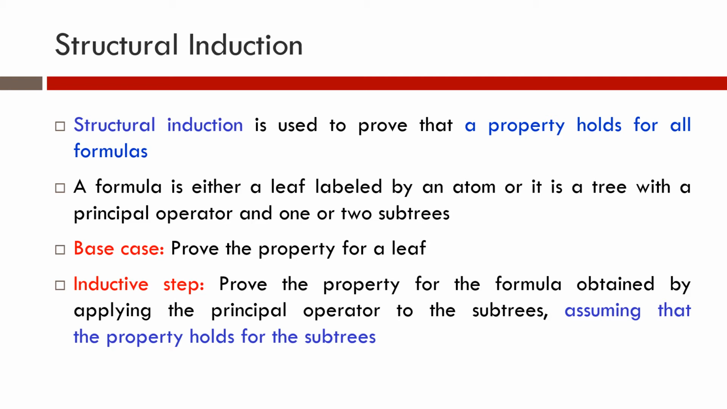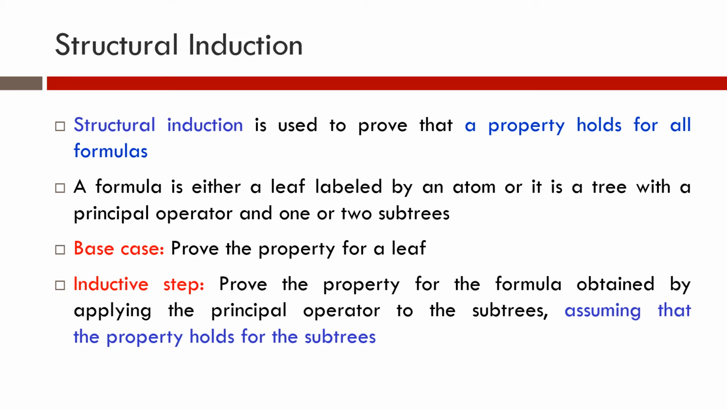So if it is a simple formula like P, it will be just a leaf labeled by an atom, or if it is a formula say P implies Q, then it will be a tree with a principal operator implies and two subtrees, one which is the atom P and the other which is the atom Q. So a formula will either be a leaf labeled with an atom, or a tree with a principal operator and one or two subtrees. Just as in mathematical induction, here also we have the base case, the inductive step, and what we need to prove.